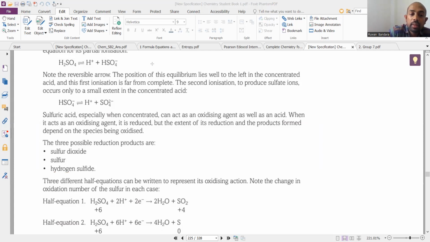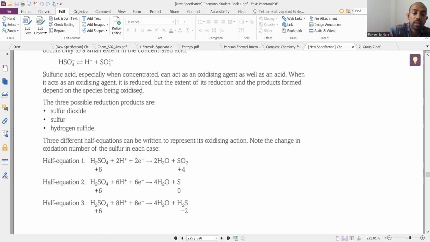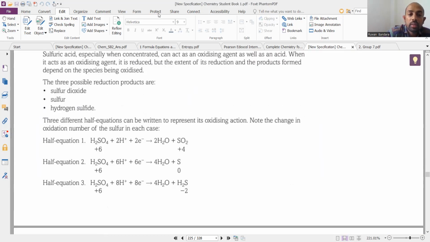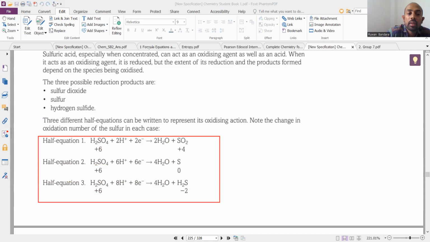Now this reduction can be shown by using three equations. That means forming the three different products. The first one shows how sulfur dioxide is formed. Second one, how sulfur is formed. And the last one, how hydrogen sulfide is formed. Right? So what is important is this: in sulfuric acid, sulfur is in the +6 oxidation state and is reduced to +4, or else +6 to 0 and +6 to -2. That's how it goes.